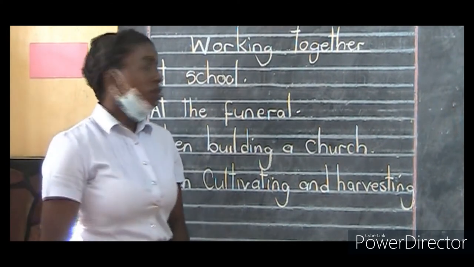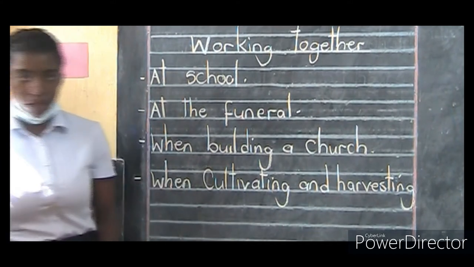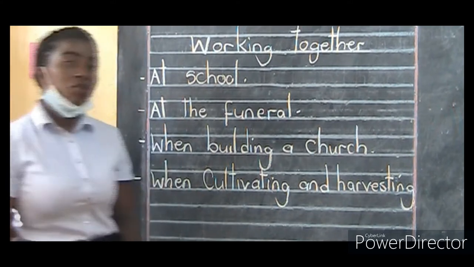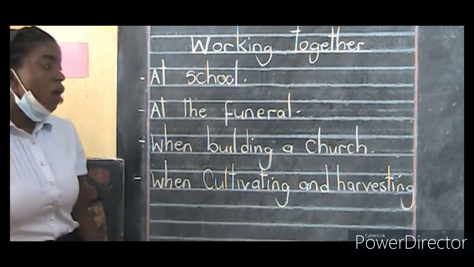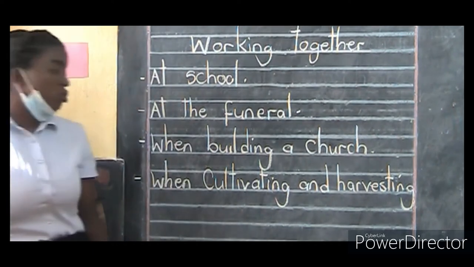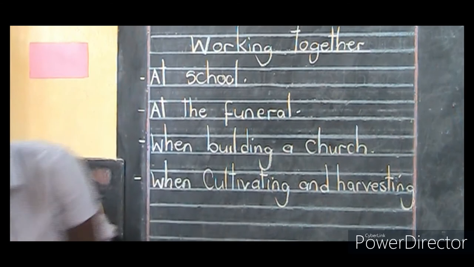Very good. So now we are going to look at the chart, trying to see people who are working together. According to what we've written, you've said at school, people work together. At the funeral, people work together. When people are building a church, they also come together to work together. And also when cultivating and harvesting, people work together.